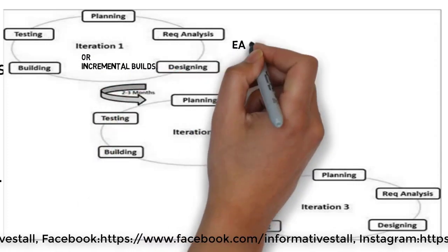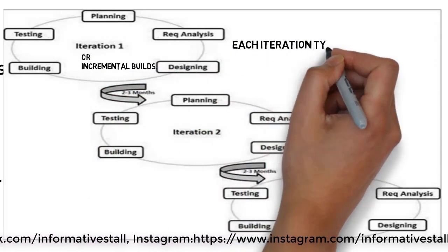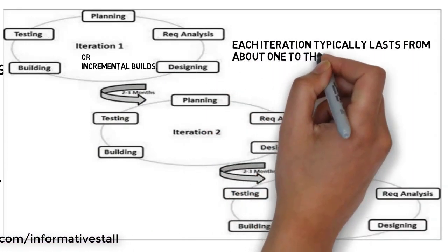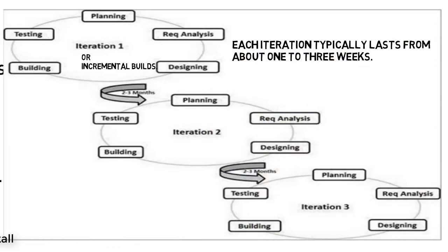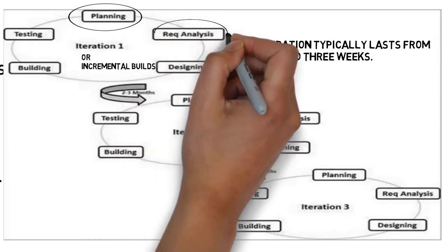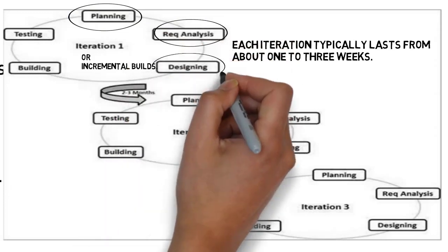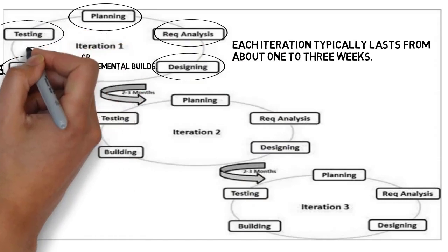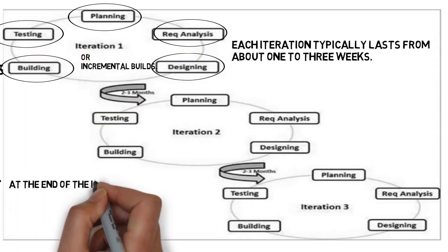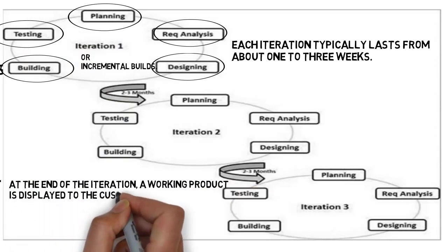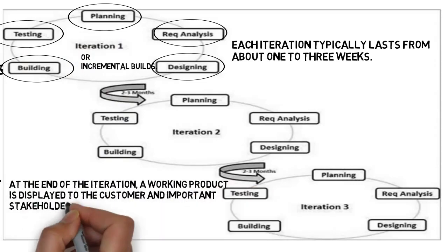Each iteration typically lasts from about 1 to 3 weeks. Every iteration involves a cross-functional team working simultaneously on various areas like planning, requirement analysis, design, coding, unit testing, and acceptance testing. At the end of each iteration, a working product is displayed to the customer and important stakeholders.